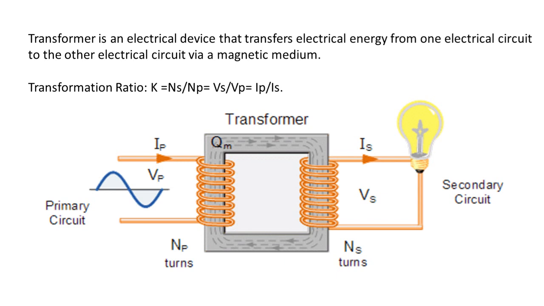According to the step up and step down of voltage and current, the transformer works. A transformer is a device which transfers energy from one electrical circuit to another electrical circuit via a magnetic medium by keeping frequency constant. So here frequency remains constant. So how does it work? Here we can see there is a core in which flux is moving, that is phi m. Phi m is the denotation of flux.